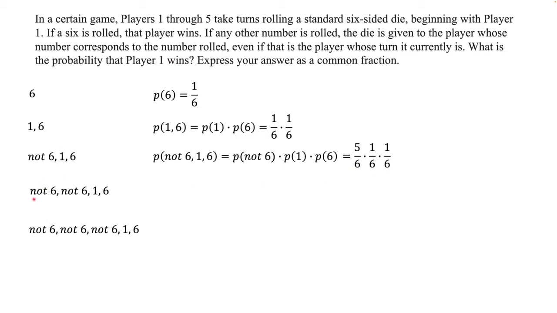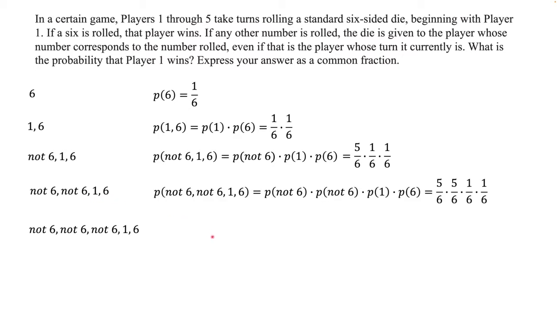Now what about not 6, not 6, 1, and 6? Again, it's the probability of not 6, then not 6, then 1, and then 6. This is what we're going to get. With 3 not 6s, then 1 and 6, in a similar way, first we multiply 5/6 three times, because there are 3 not 6s, and then we multiply 1/6 and 1/6, because we have 1 and 6.